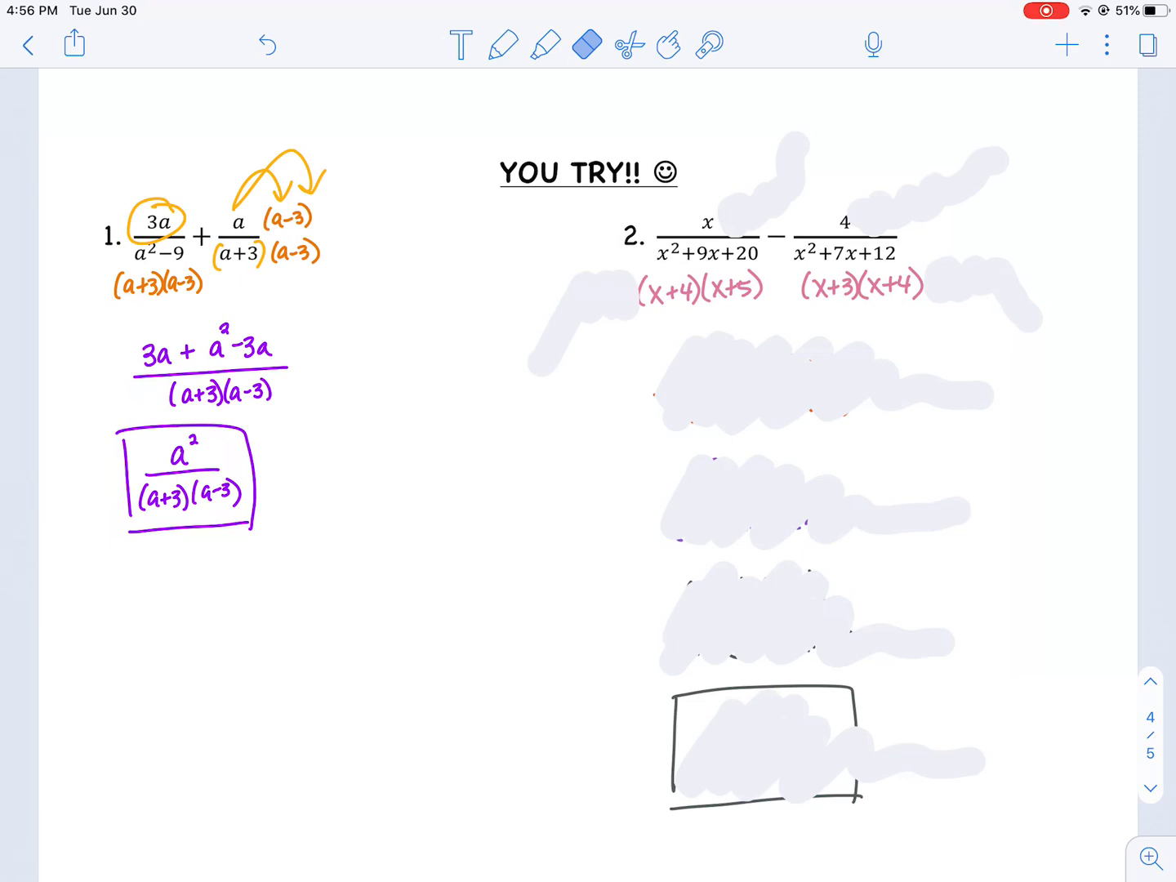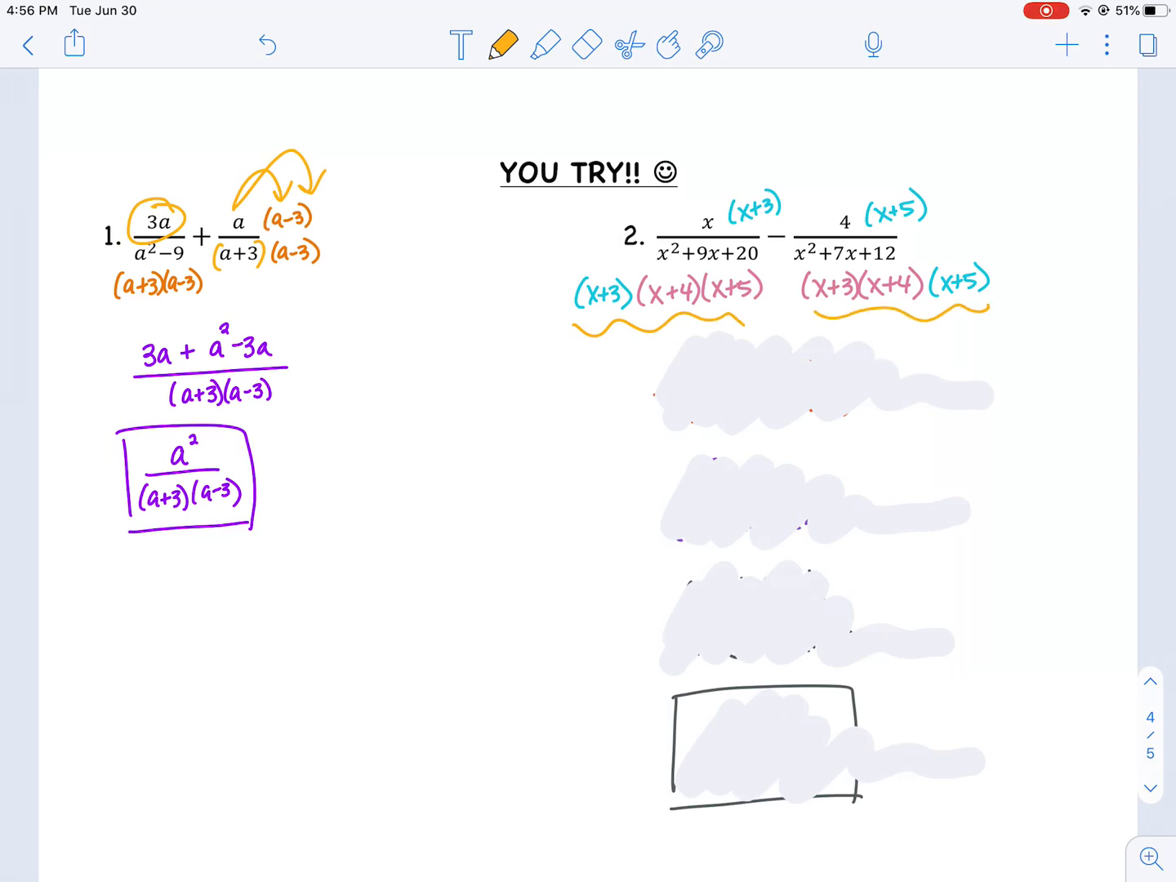In the first fraction, it looks like it's missing an x plus 3. So I'm going to multiply the top and the bottom by an x plus 3. In my second fraction, it looks like I'm missing an x plus 5? So I'm going to multiply the top and the bottom by an x plus 5. I have a common denominator now. I should be able to combine them.